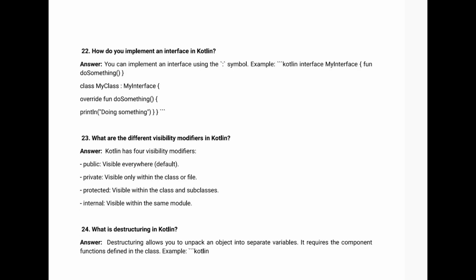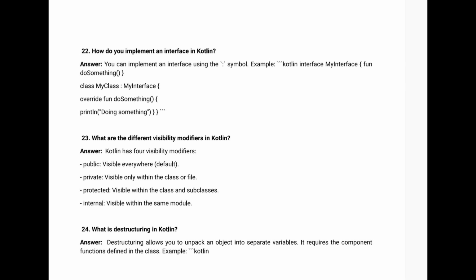22. How do you implement an interface in Kotlin? Answer: you can implement an interface using the colon symbol. Example: Kotlin interface MyInterface, fun doSomething, class MyClass : MyInterface, override fun doSomething, println.